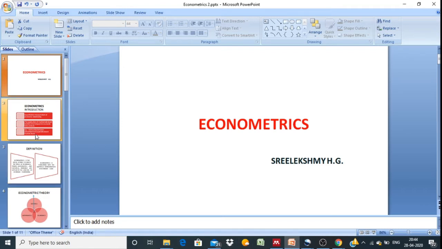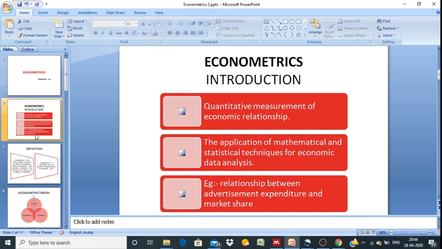Firstly, we have to introduce econometrics. Econometrics is the quantitative measurement of economic relationships. It is the application of mathematical and statistical techniques for economic data analysis. That is, different economic phenomena that are happening around us.